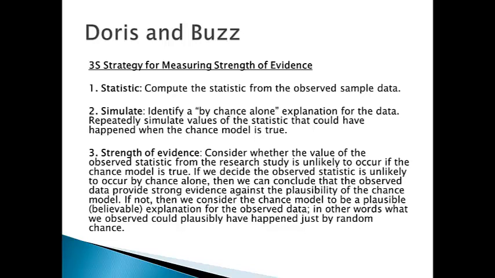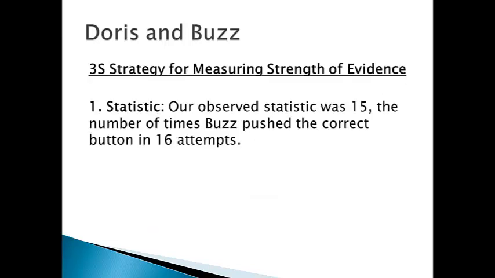On the other hand, if the statistic is one that often or typically happens when the chance model is true, then we say that the chance model is one plausible or believable explanation for the observed data. Let's apply the 3S strategy to the Doris and Buzz study.